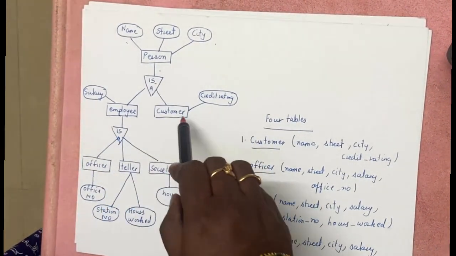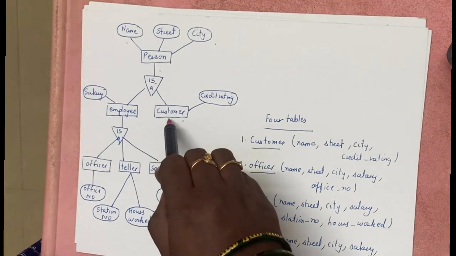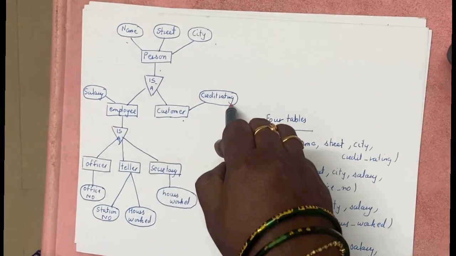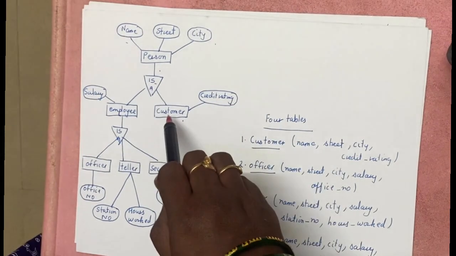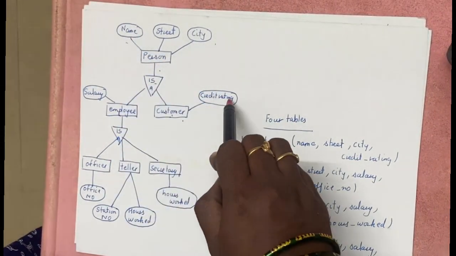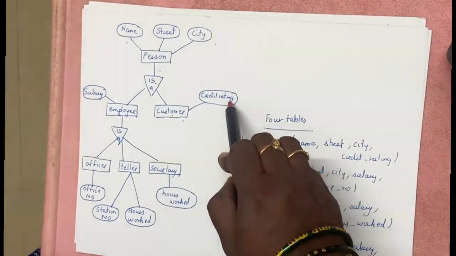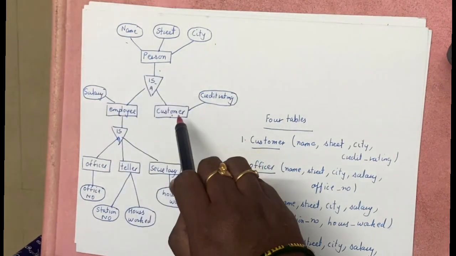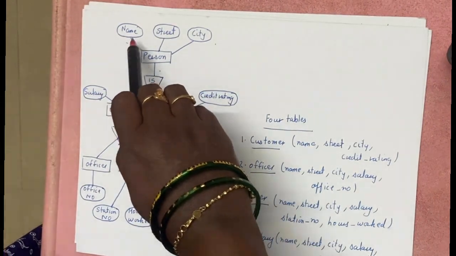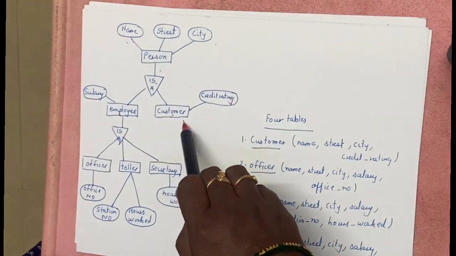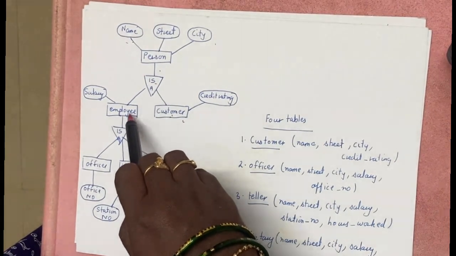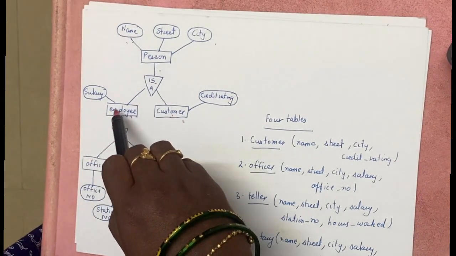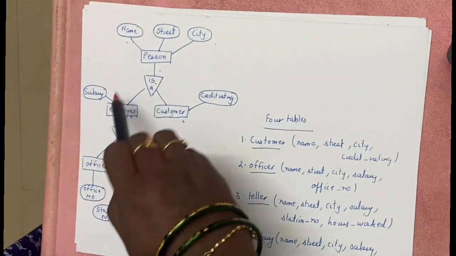or in a bank. So here, if you see, a customer has their own particular attribute called credit rating. So a customer will not only have their own attribute called credit rating, but will also inherit the attributes like name, street and city from the person entity. Same thing for the employee. Employee is an entity that is derived from the person.